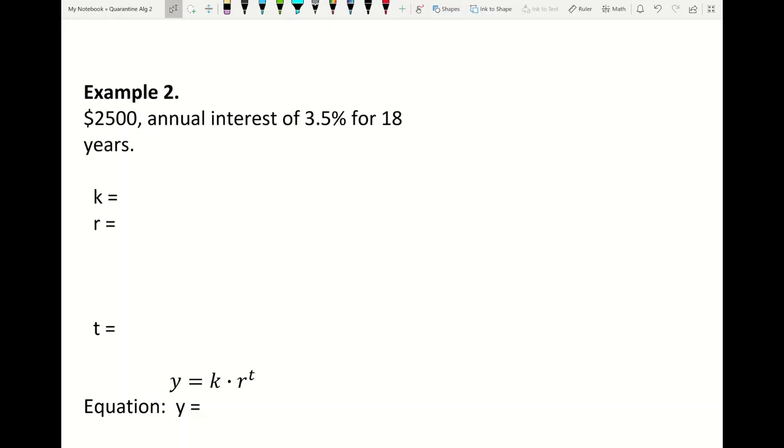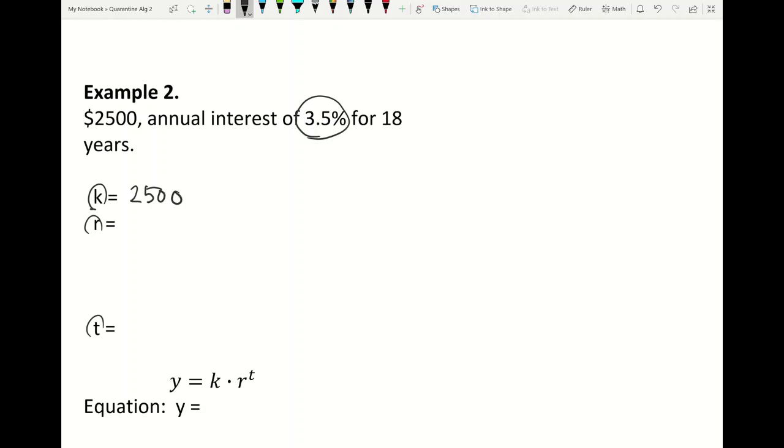Okay. So let's identify those 3 letters, k, r, and t. Okay, so what is the k? k is the initial value. How much do you start with? It's 2,500. Okay, now r is the 3.5% increase. Interest means that you're going to receive it. Your money is going to grow.